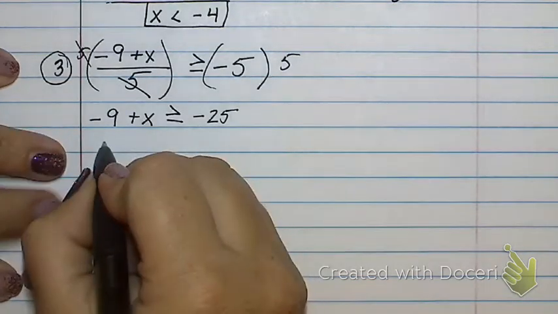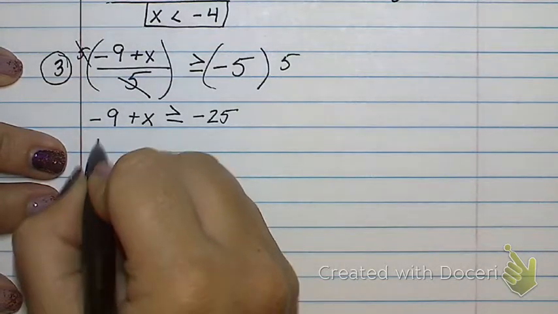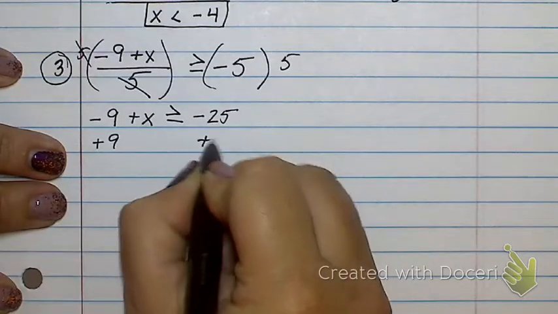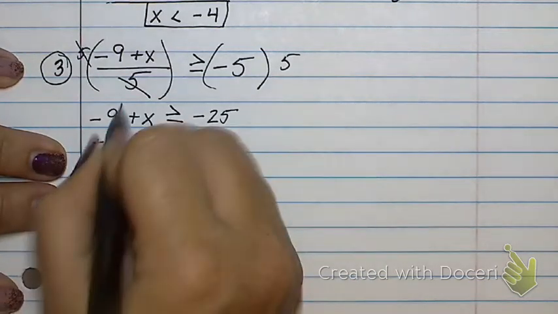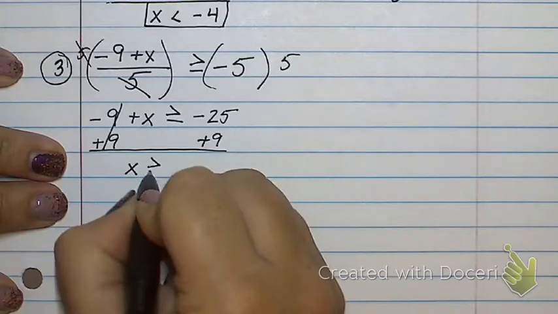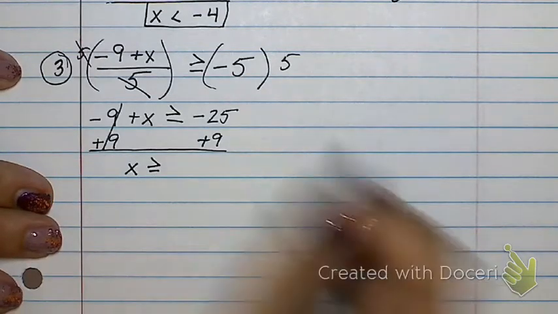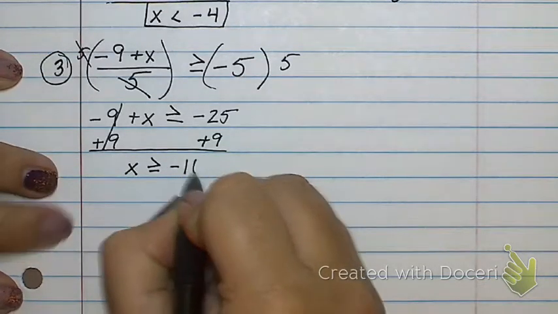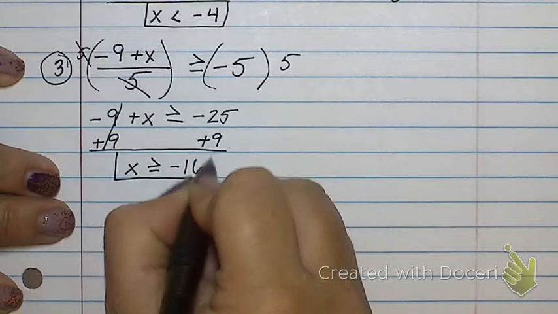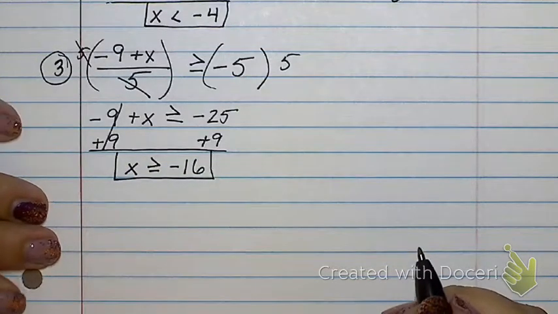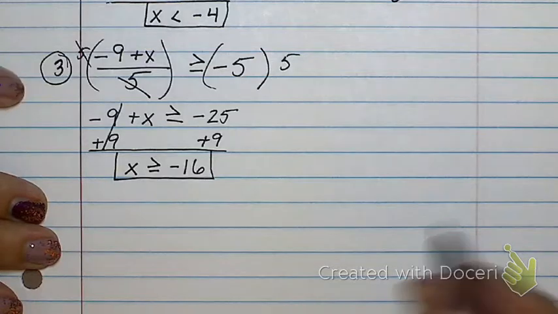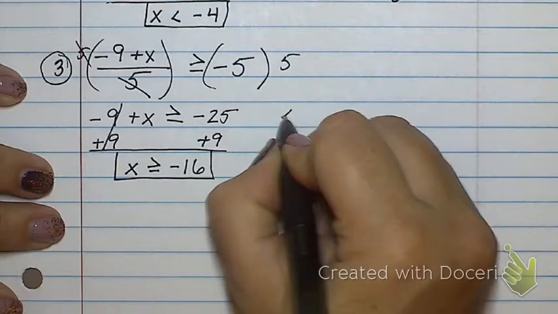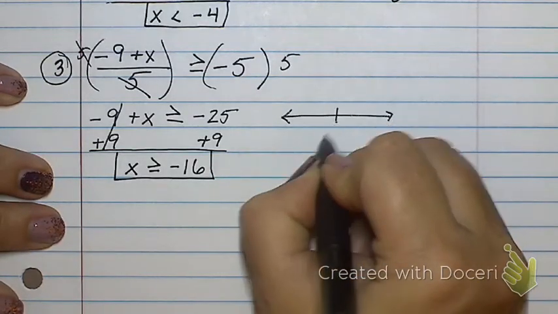Now what do I do? Add 9. X is greater than or equal to what? Negative 16. Did I ever have to change my sign in that one? No, because I never multiplied or divided by a negative number. That's fine. All right, so negative 16 is my important number.